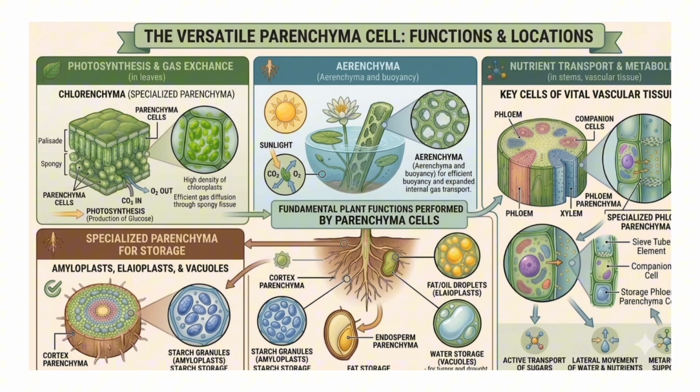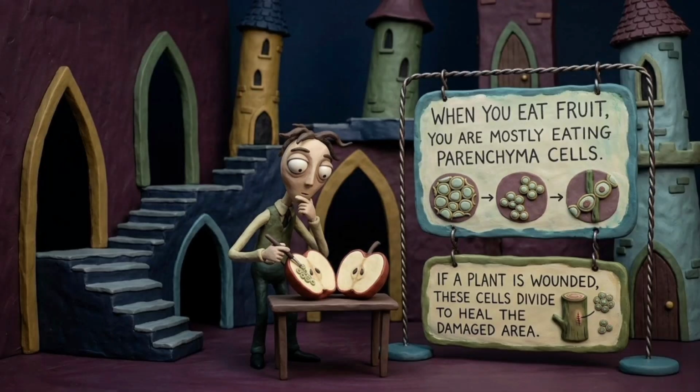Parenchyma cells carry out the vast majority of a plant's photosynthesis, gas exchange, and nutrient transport. They are also responsible for storing vital resources like starch, fat, and water in roots and seeds. When you eat a piece of fruit, you are mostly eating parenchyma cells. Furthermore, if a plant is wounded, these cells are the ones that divide to heal the damaged area.